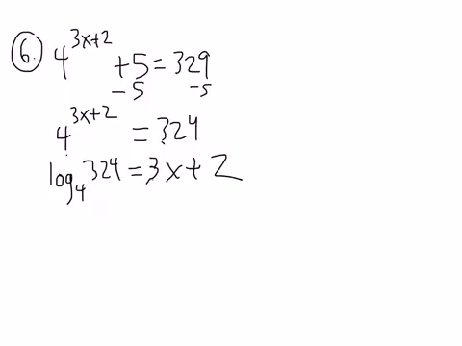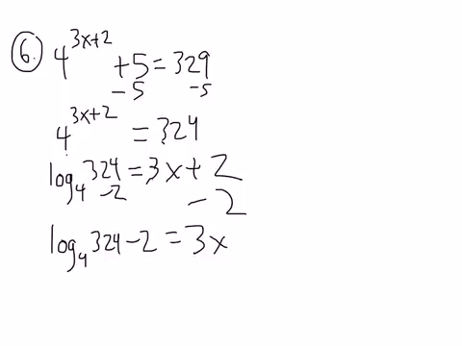It's some number. And if I go 3 times x and add 2, I get that number. So I'm just going to solve it. I'm going to subtract 2, then divide by 3. So subtract 2 from both sides. So I end up with log base 4 of 324, that whole thing minus 2, would equal 3x. And then I'm just going to divide the whole thing by 3, or multiply by a third. It's the same thing to get rid of that 3.